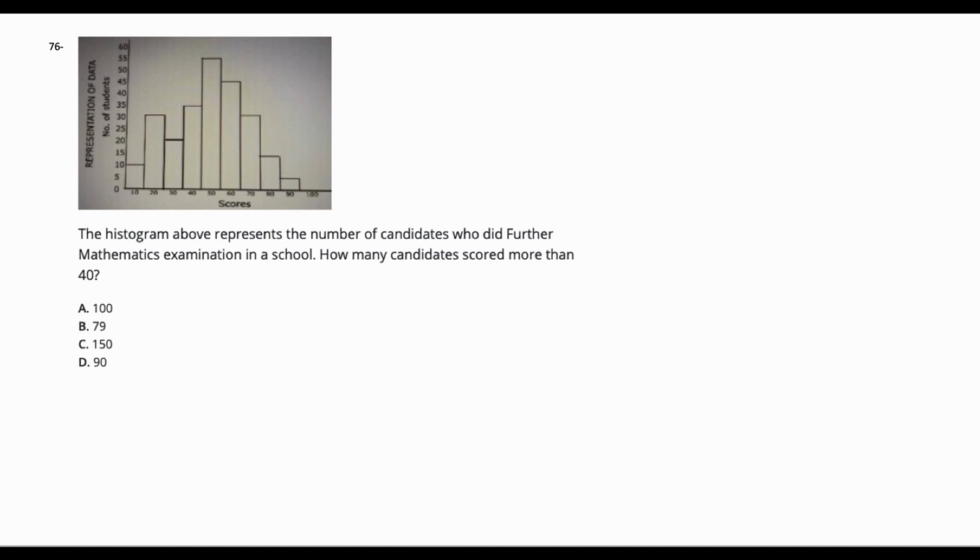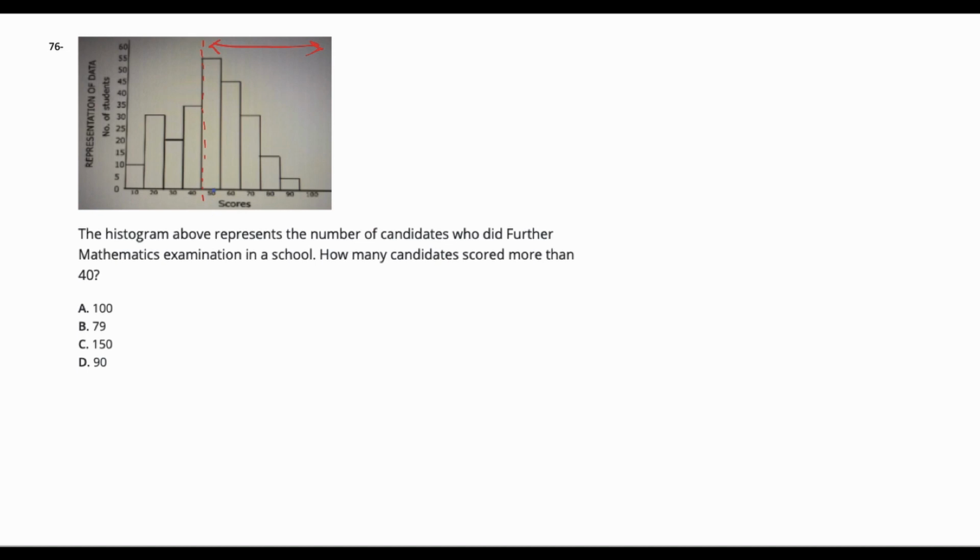Question 76 says, the histogram above represents the number of candidates who did further mathematics examinations in the school. How many candidates scored more than 40? So the cutoff mark here is 40. So we want to evaluate the number of students that got more than 40, which is what we have here.